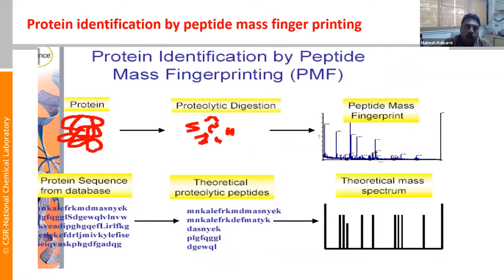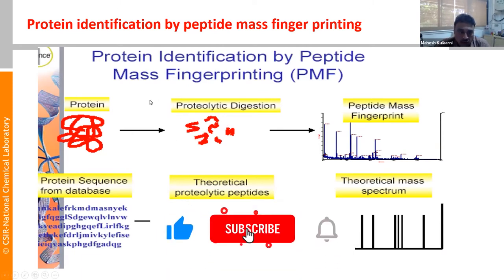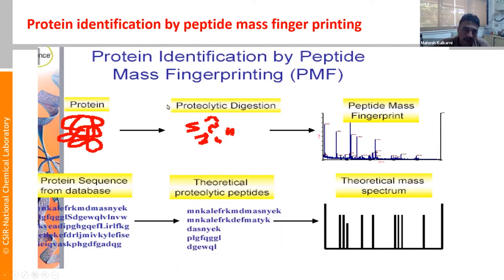Let me directly go into the main application of mass spec, that is peptide mass fingerprinting, also called peptide mapping. This is when protein identification by mass spec started. People used to identify proteins mainly by this method, maybe about 20 years ago. Here the protein of interest is hydrolyzed into smaller peptides using proteases such as trypsin or chymotrypsin, or you can use other proteases. The peptide masses are formed and these masses are analyzed on a mass spec.